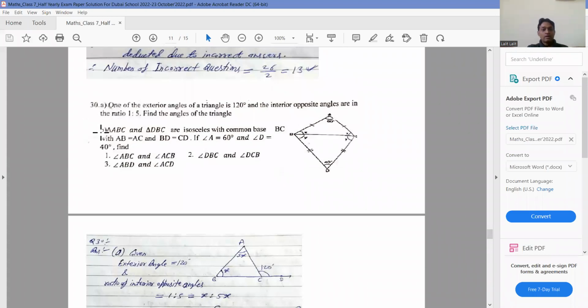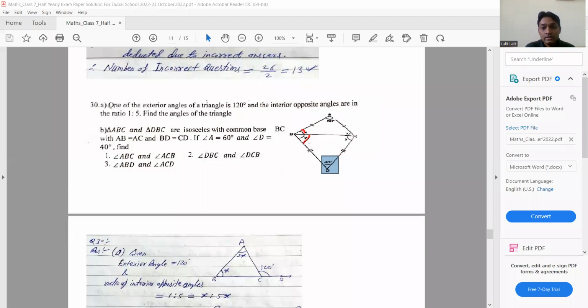Now question B. Here they have given triangle ABC and triangle DBC. These two triangles are isosceles, meaning two sides are equal, and they have a common base, which is BC. They have given the value of angle A as 60 degrees and angle D as 40 degrees. Now we need to find all the remaining angles. It means we need to find this angle, this angle, and so on. So we need to find six angles over here.